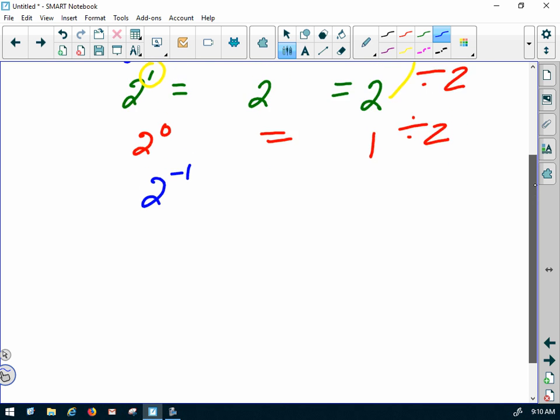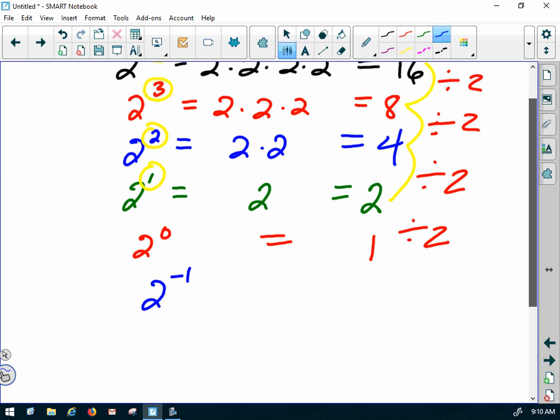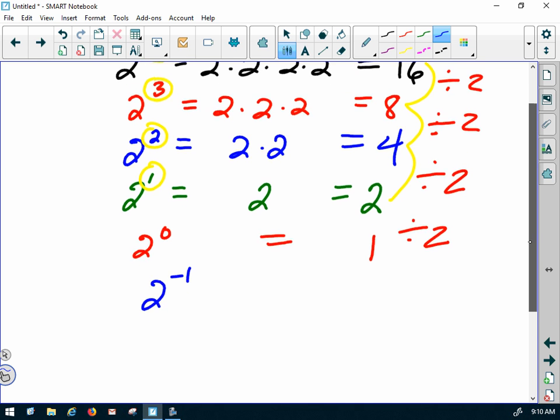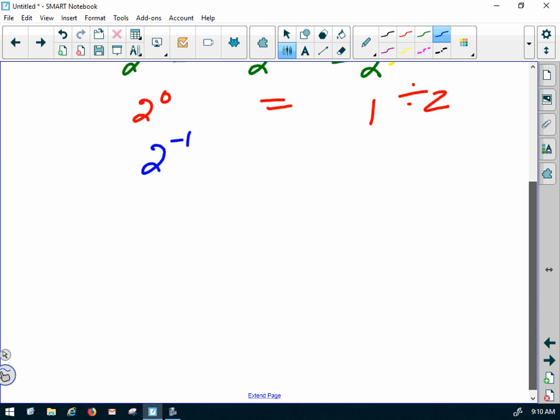But look over here on the right side. What's the pattern to get from one of these numbers to the next? Divide by 2. What's 1 divided by 2? 1/2. Isn't 1 divided into 2 equal parts a half?